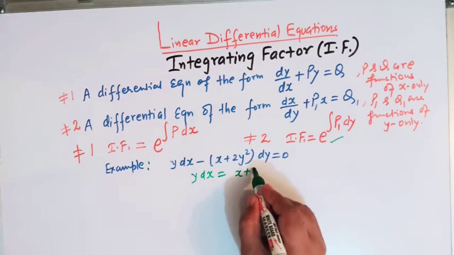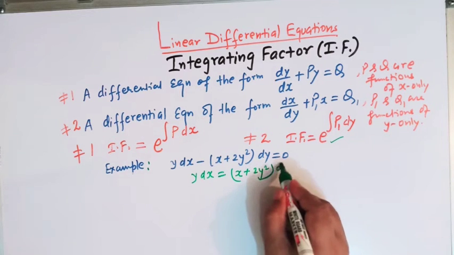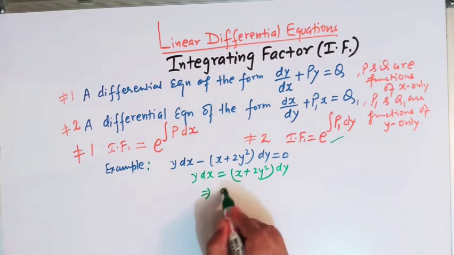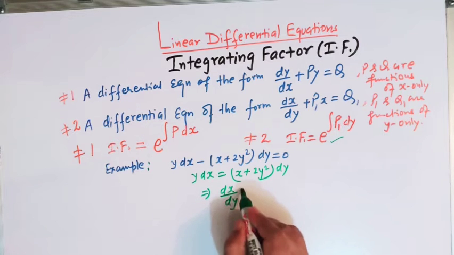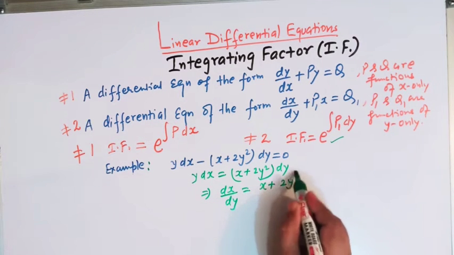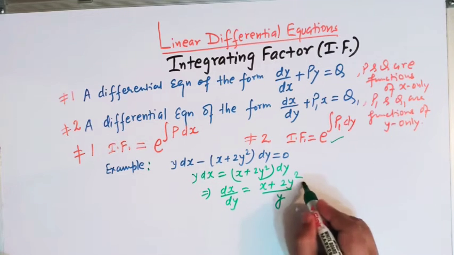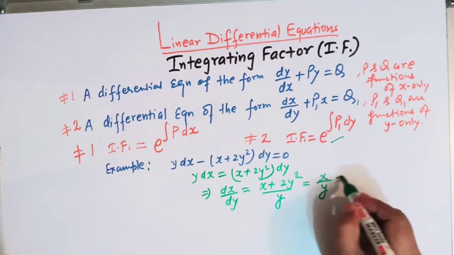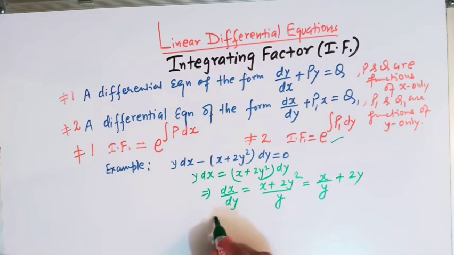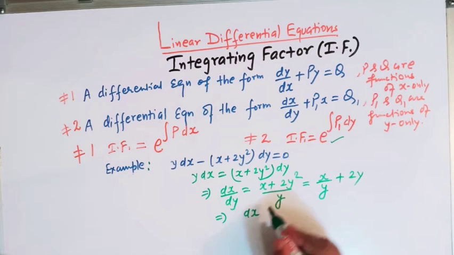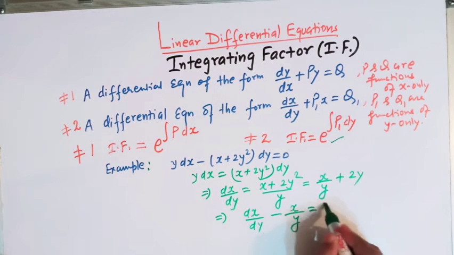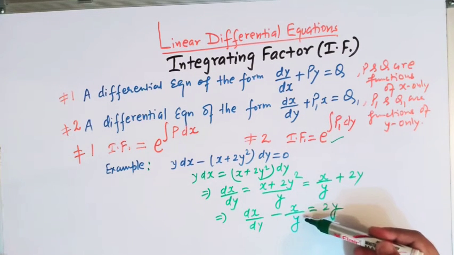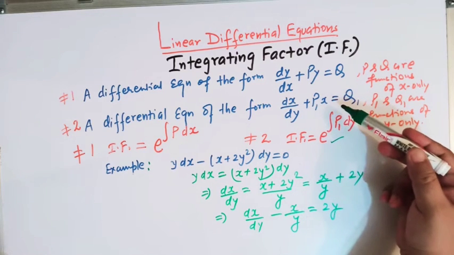So we have (x + 2y²) dy, right? Now we can have dx/dy = (x + 2y²)/y, and this can be written as x/y, separating the terms, plus 2y. Now if I take this term to this side, we have dx/dy − x/y = 2y.